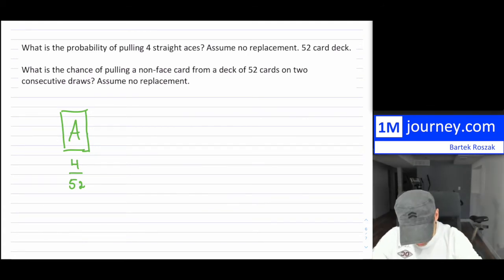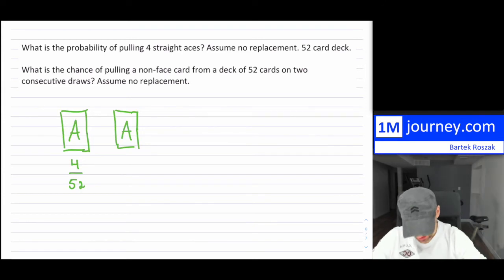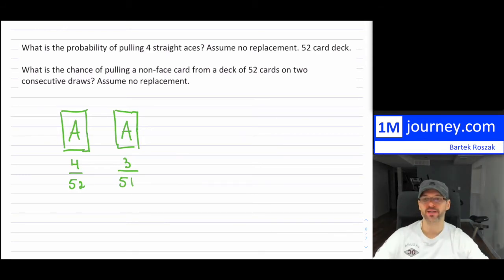So on the second attempt, as you pull another card, you want another ace, but now you don't have as many aces left, because you've pulled 1 ace out. You only have 3 aces out of 51 cards. Why is it out of 51? Because you already pulled 1 card out. So the probability has shifted in terms of the number of cards you have left and the number of aces you have left.